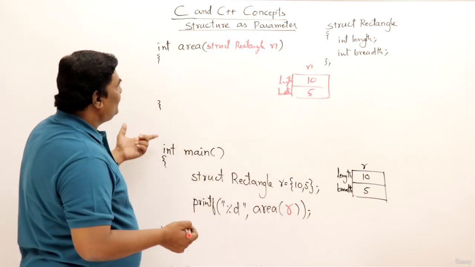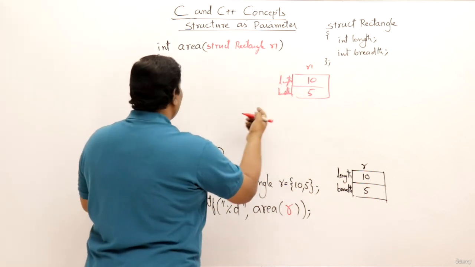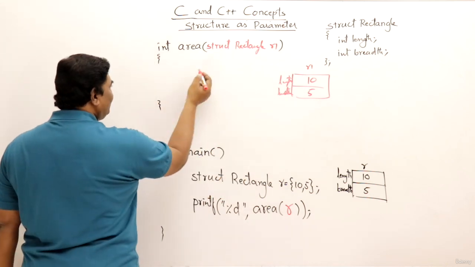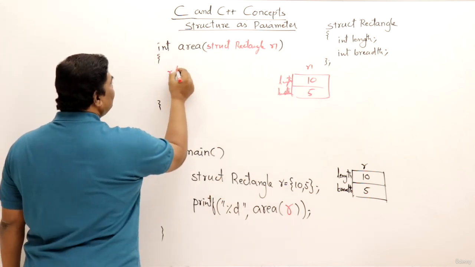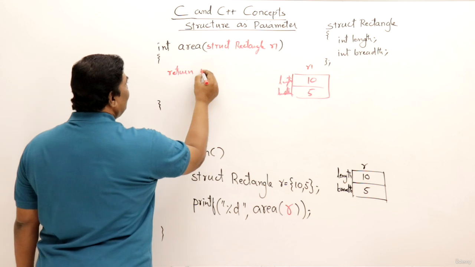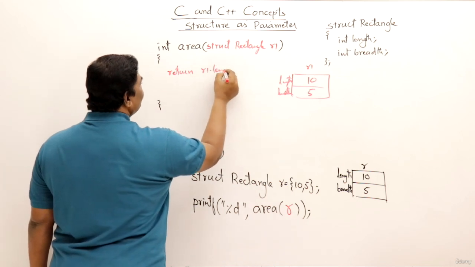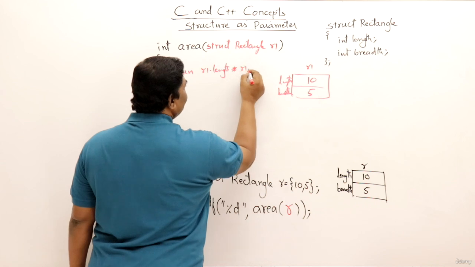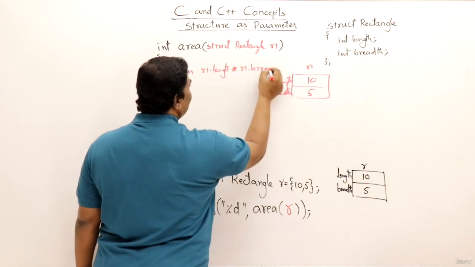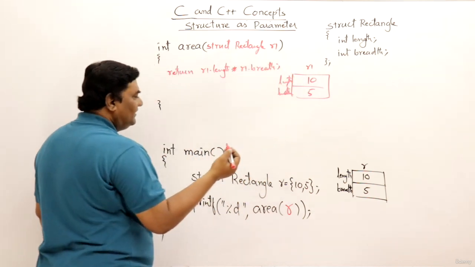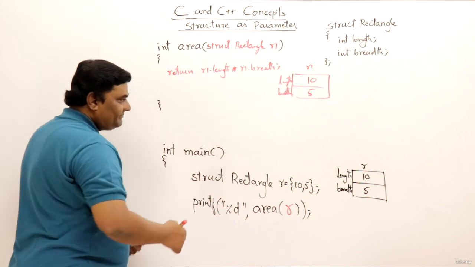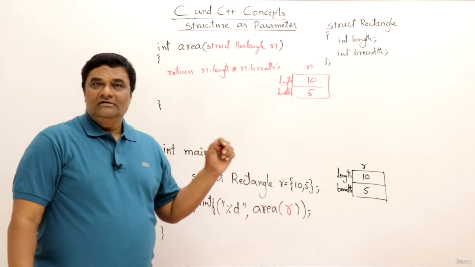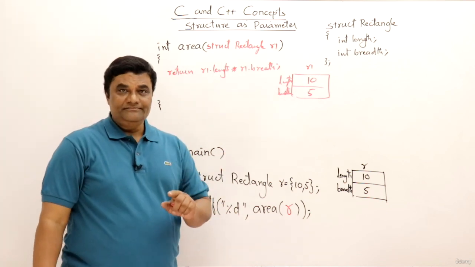Now here what I want to do is just calculate the area. So I have to multiply length and breadth. So directly I will write down return. I will directly write in the return statement R1 dot length, so R1's length, right, into R1's breadth. That's all. It will return the result and this printf will print it. This is call by value.